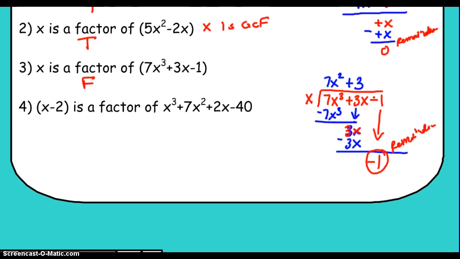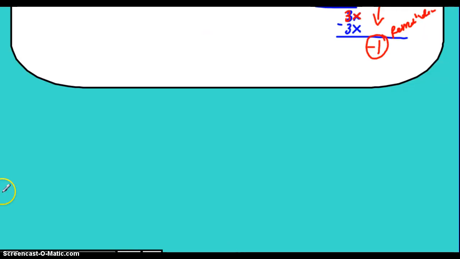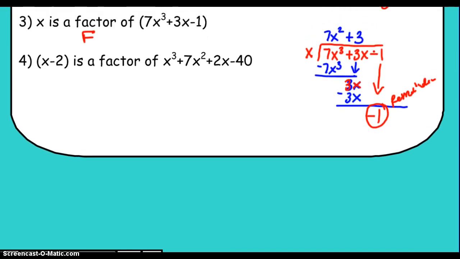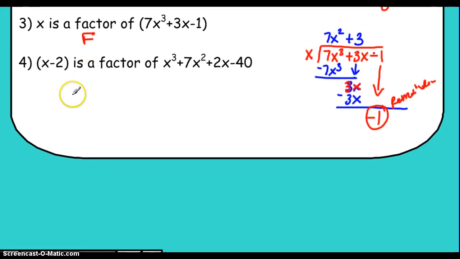Okay, my last question. Is x minus 2 a factor? So I'm going to have to go through my division process again. Oops, sorry. So if I'm going to write it out, it would be x minus 2, and I'm dividing x cubed plus 7x squared plus 2x minus 40 by x minus 2.